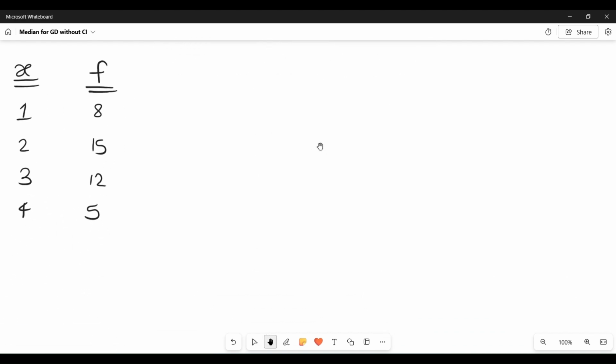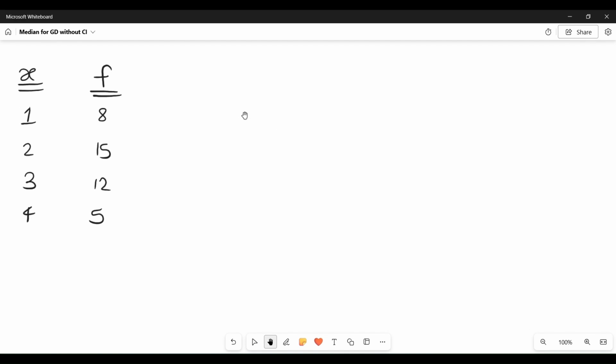Ungrouped data without class intervals means nothing but data points will be given. That means X values are given and their respective frequencies are given here. For example, we can say that 1 is repeated 8 times, 2 is repeated 15 times, and so on.